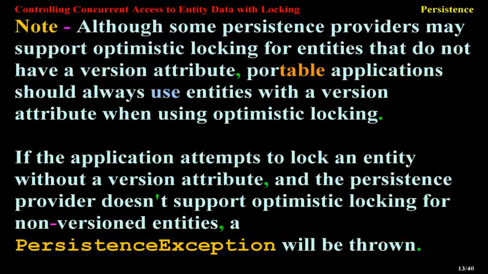Note: although some persistence providers may support optimistic locking for entities that do not have a version attribute, portable applications should always use entities with a version attribute when using optimistic locking. If the application attempts to lock an entity without a version attribute, and the persistence provider doesn't support optimistic locking for non-version entities, a PersistenceException will be thrown.